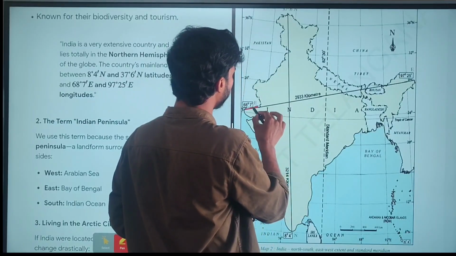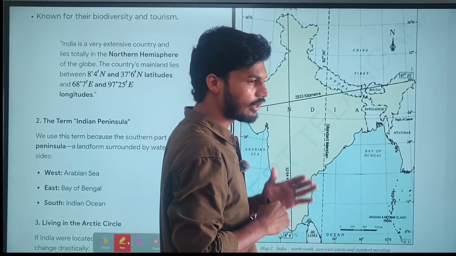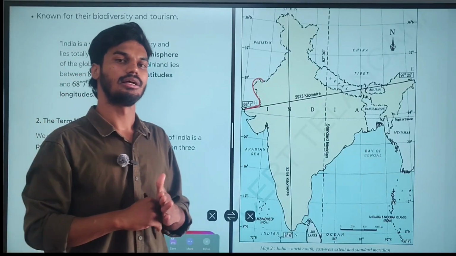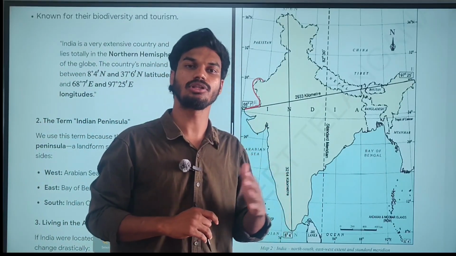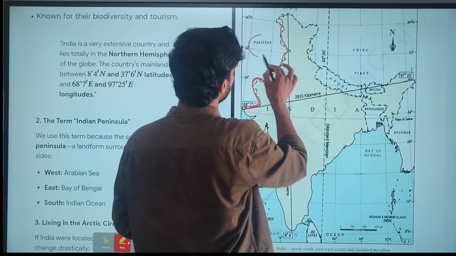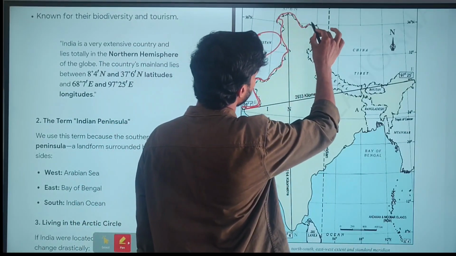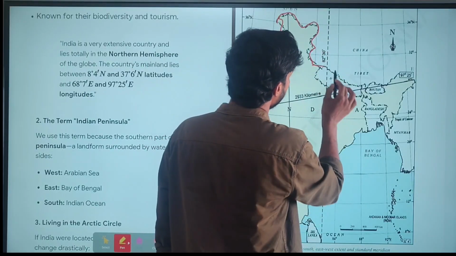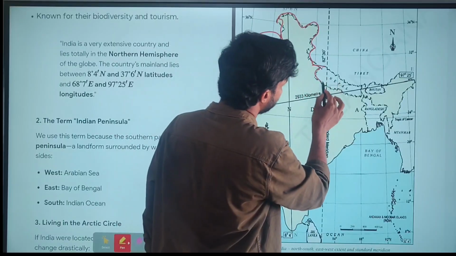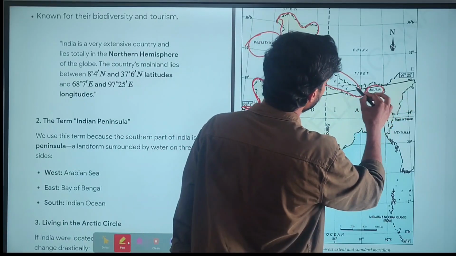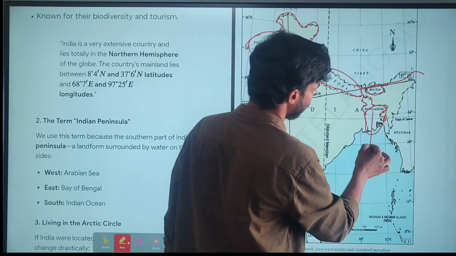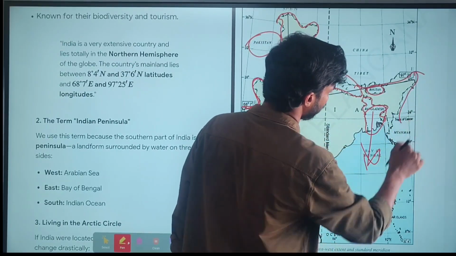Now just try to answer the questions. Our India shares a border with how many countries? Name the countries that share a land border with India. You are able to see one more country, that is Bangladesh, and here it will be Myanmar. Try to give your answers in the comment box.